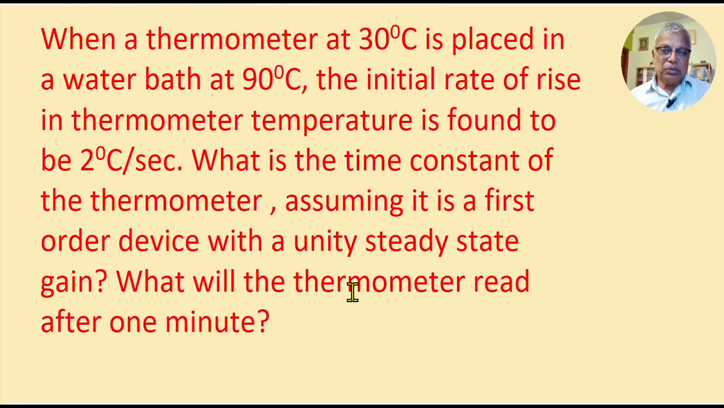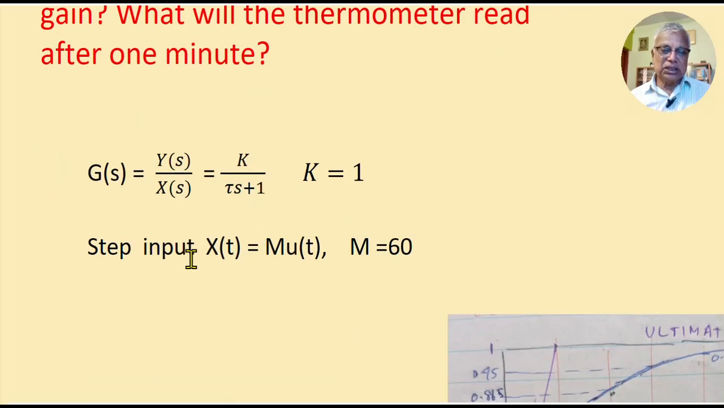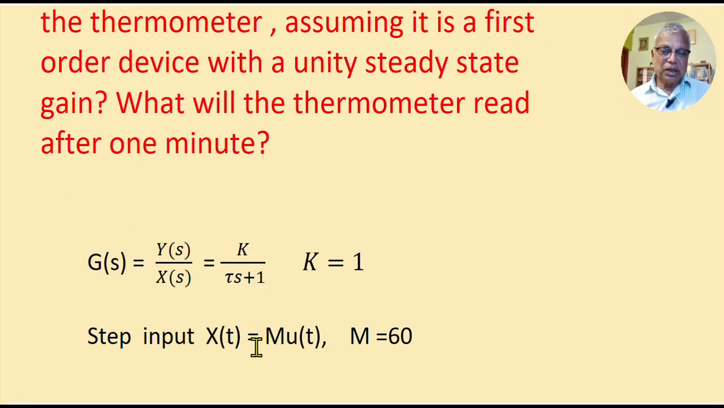Now what sort of input is given? The thermometer is initially at 30. It is placed in a water bath at 90. So the surrounding temperature changes from 30 to 90 degrees. So it is a step input, a sudden change from 30 to 90. Step input of magnitude, how much? What is the increase from 30 to 90? 90 minus 30, 60 degrees. So it is a step input of magnitude 60 degrees. So this is what is given.